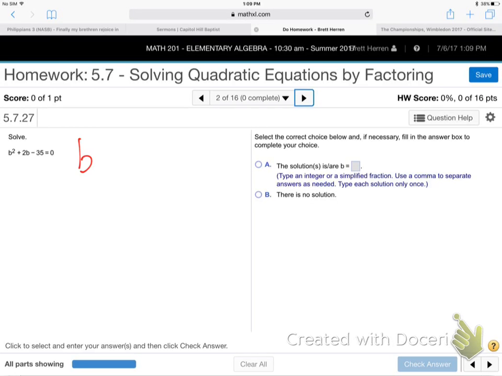Okay, so b squared plus 2b minus 35 equals 0. So try that one. Same thing, do the two parentheses, the factoring, but don't stop at the parentheses because it has an equal sign. Keep going. Give them each their own equal 0 and finish.